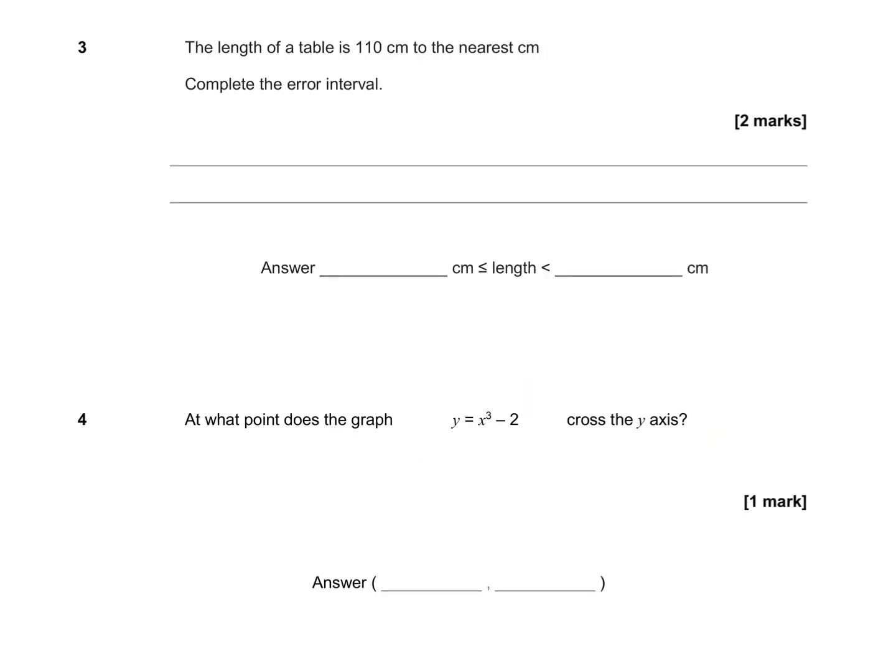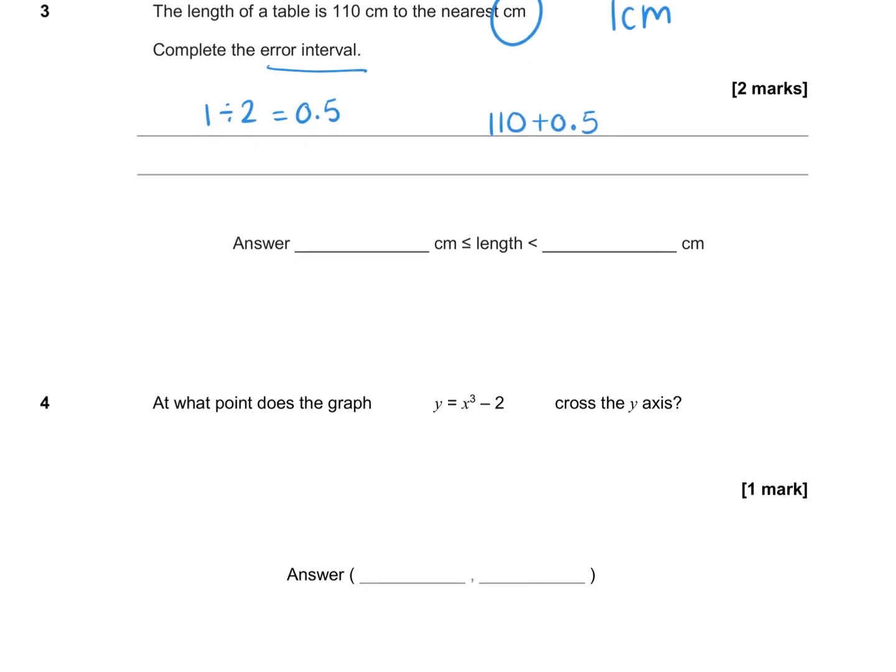Question 3. The length of a table is 110 centimeters to the nearest centimeter. Complete the error interval. Well, when I read to the nearest centimeter, I always think to the nearest 1 centimeter. And for our error interval, we're looking for our upper and lower bound. So 1 divided by 2 is 0.5, and we're going to add that on and subtract that from 110. So you want 110 plus 0.5 for the upper bound, and also 110 minus 0.5 for the lower bound. So 109.5 up to, but not quite including, 110.5. There we go. That's all they're looking for in that question.